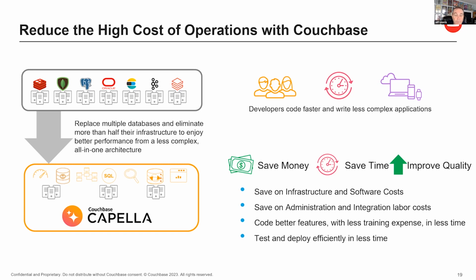You typically go faster. Your development team can code more efficiently because they're working in a single pool of data and not working with lots of different interfaces. And you can test and deploy this really efficiently as well.